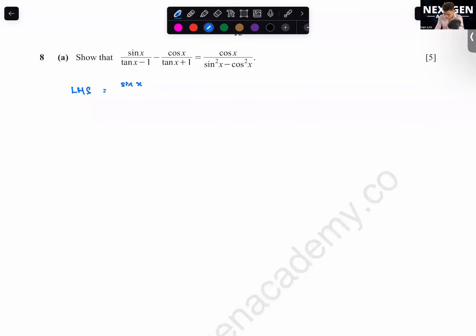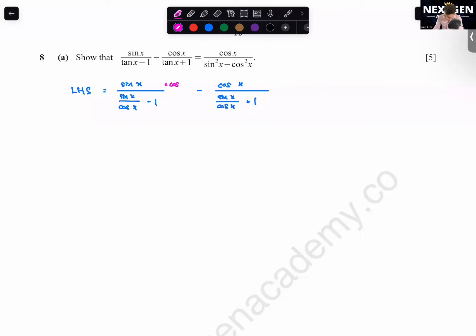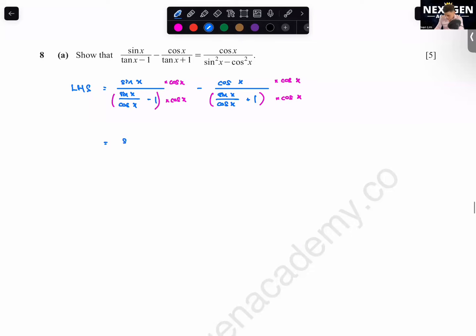Sine x. Okay, I will change the tangent x to sine x over cos x because I don't want any tangent. If you see on the right hand side, only sine and cos. Minus 1. Minus cos x over sine x over cos x plus 1. What I'm going to do here is multiply the whole thing by cos x, both top and bottom. So I need a bit more space here. I'm going to multiply cos x times cos x, and this one also cos x times cos x. You don't have to follow this method. I'll just show you the method that I did here. On top, you'll get sine x cos x over, this one you'll get sine x minus cos x. This one I'll get cos square x. Here I'll get sine x plus cos x.